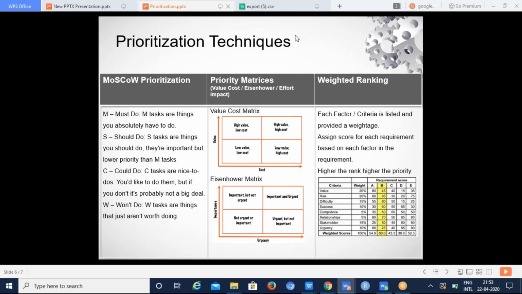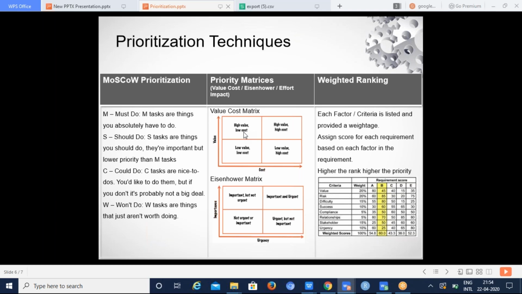It's not easy to build a value cost matrix because it involves a lot of analysis. It involves a lot of financial calculation and financial analysis to identify the value of a requirement and also the cost involved in a requirement. Once you have a strong financial analysis team, you can go ahead with the value cost matrix, wherein you have the value on the y-axis and the cost on the x-axis. And you have 4 quadrants.